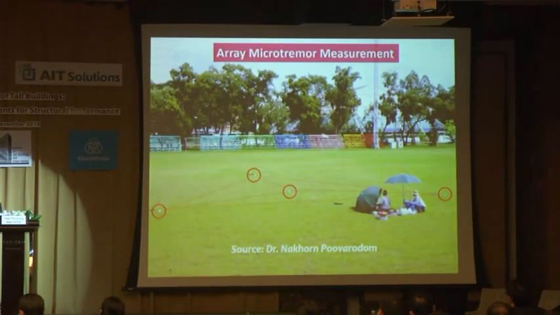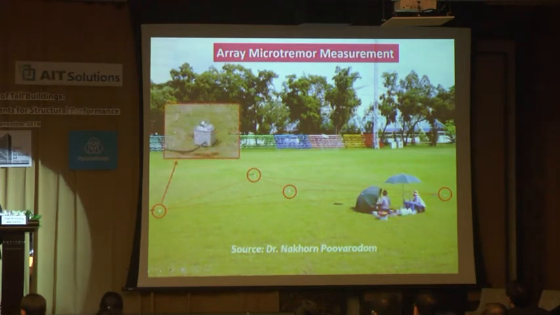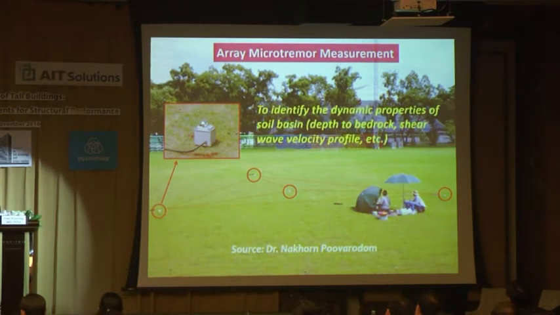So we have conducted a number of research. This is a work by one of my research colleagues, Dr. Nakorn from Thammasat. We conduct what we call array micro tremor measurement. Okay, this is basically putting a sensitive vibration sensor on the surface of the ground. We don't have to dig into the ground to study the soil basin, but we can measure a small level of vibration, natural vibration on the top of the surface. And we can identify the dynamic property of the soil basin.